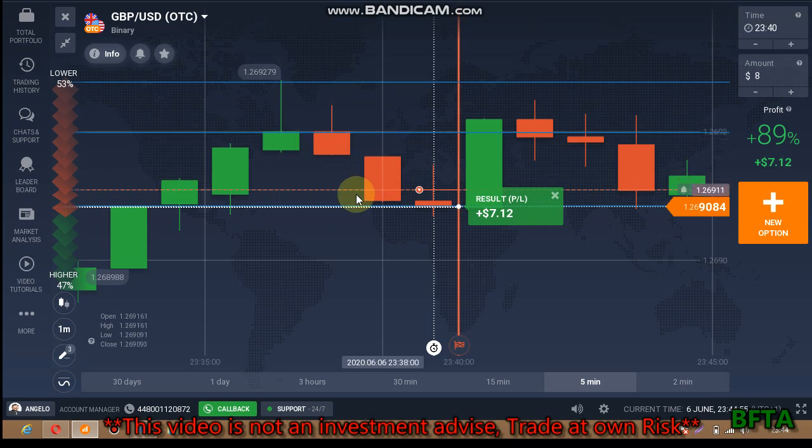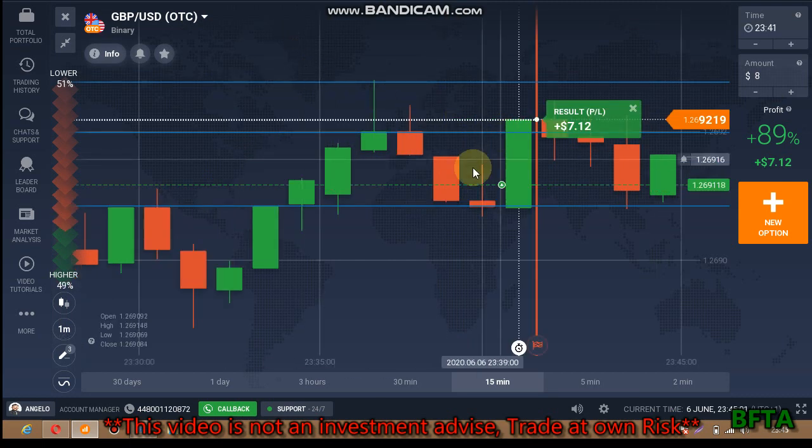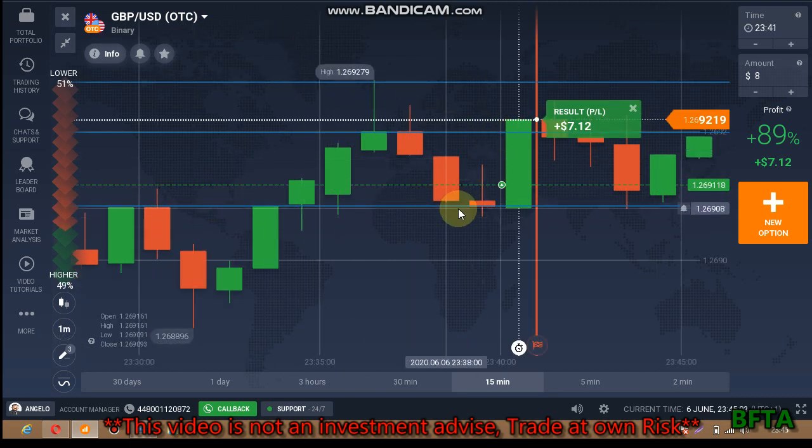So that's why I placed put option, because there's a gap and the seller's movement. The second trade was because still on this level, the sellers couldn't cross this level. If the sellers cross this level, I will go with buyers.